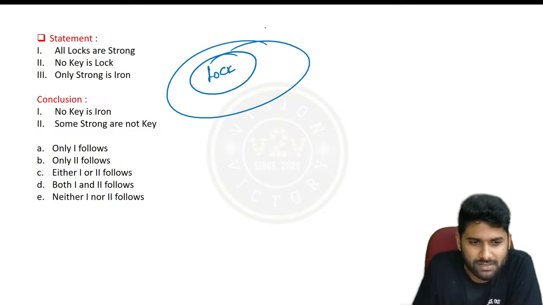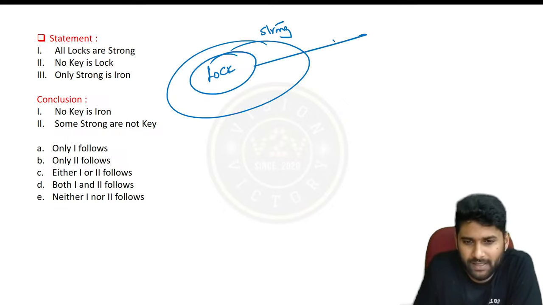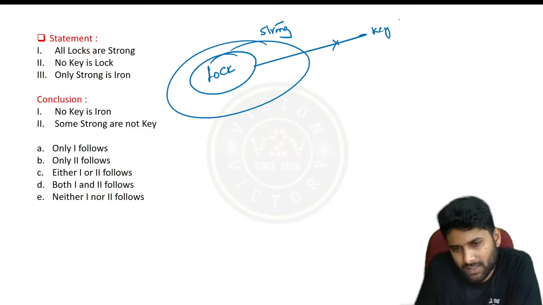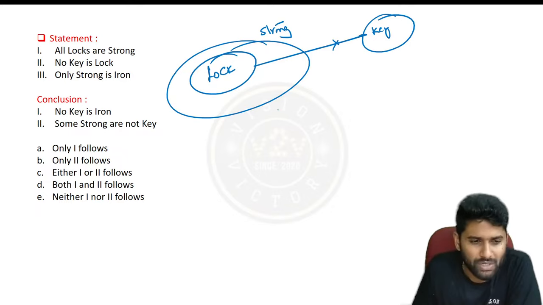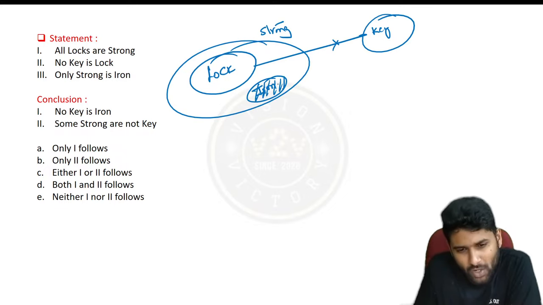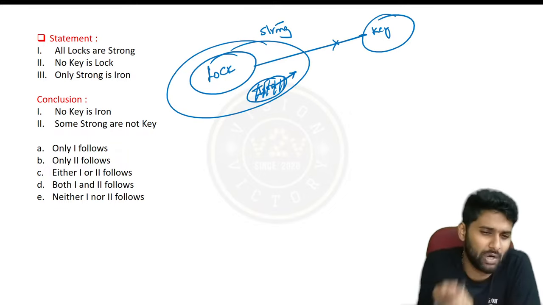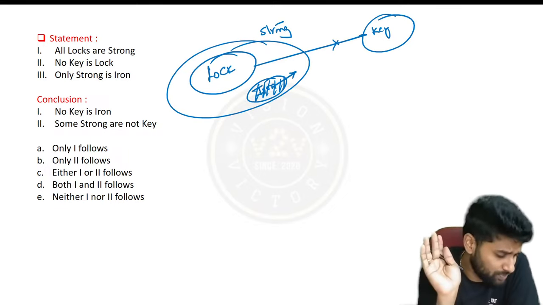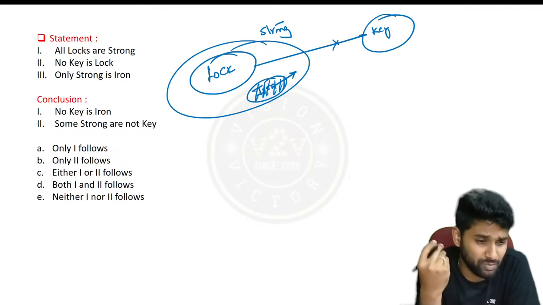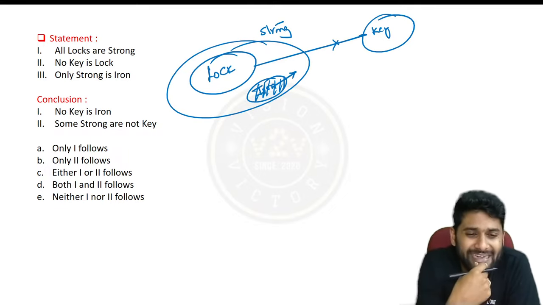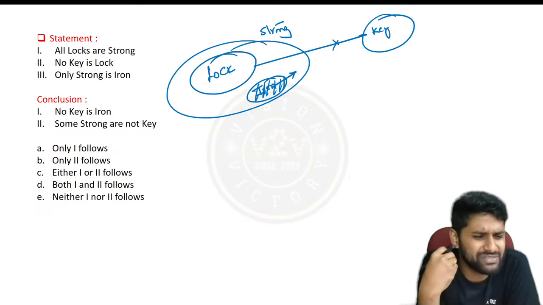All locks are strong. No key is lock. Only strong is iron, which means iron belongs to strong. You cannot assume that iron belongs to any other objects. You can never get that possibility with iron. No key is iron. Yes, absolutely right.